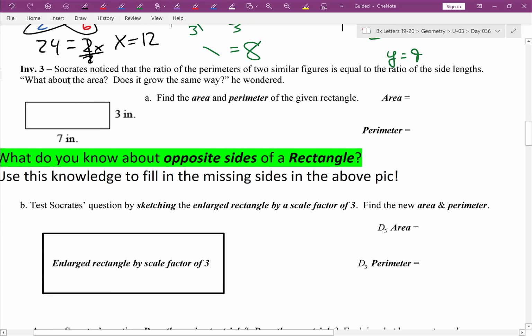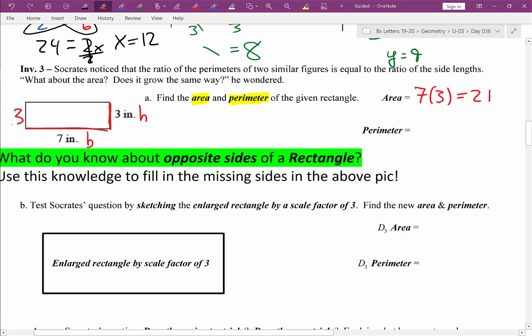He's asking about the area. He's saying, does the area grow the same way? And what we're asking you to do is just manually calculate area and perimeter. So area is the easy one. It's the base of 7 times the height of 3. So that's 7 times 3, which is 21.